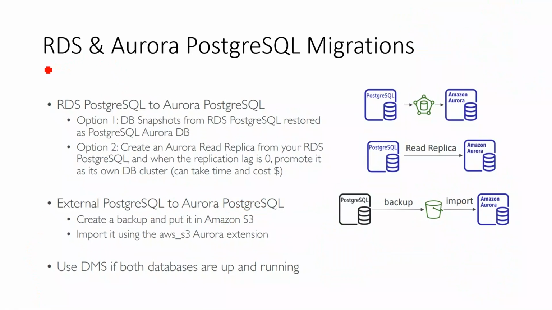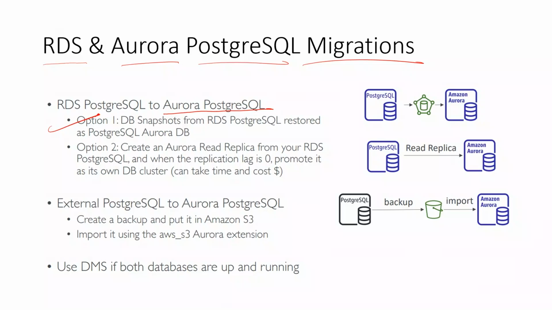Now the similar thing applies to RDS and Aurora PostgreSQL migrations. So RDS PostgreSQL to Aurora PostgreSQL, option 1 is similar to the previous slide. Use the DB snapshot to restore your particular database, right? Second option, create Aurora read replicas, that is the same thing, and then promote it to your own DB cluster or your master. External PostgreSQL to Aurora PostgreSQL, create a backup and put it in S3.